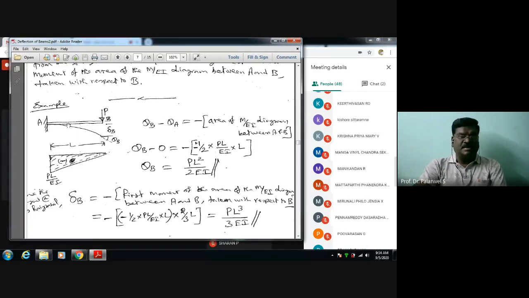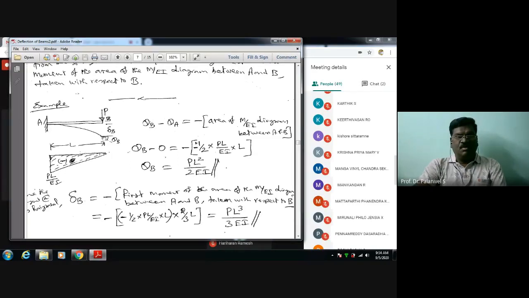If you draw a tangent at point A, how will it be? It will be a horizontal line, nothing but the axis of the beam. If you draw a tangent at point A, it is nothing but a horizontal line. If you draw a tangent at point B, it will be like this.